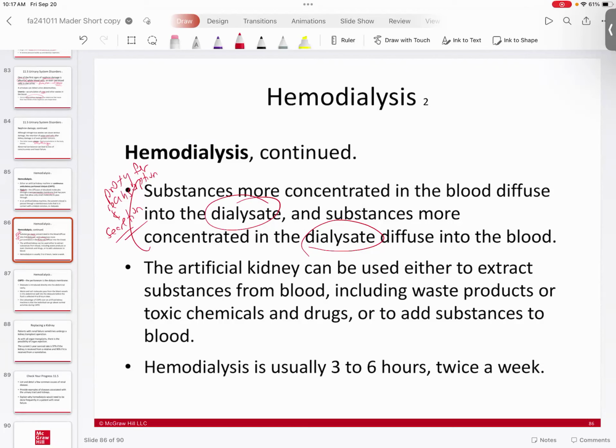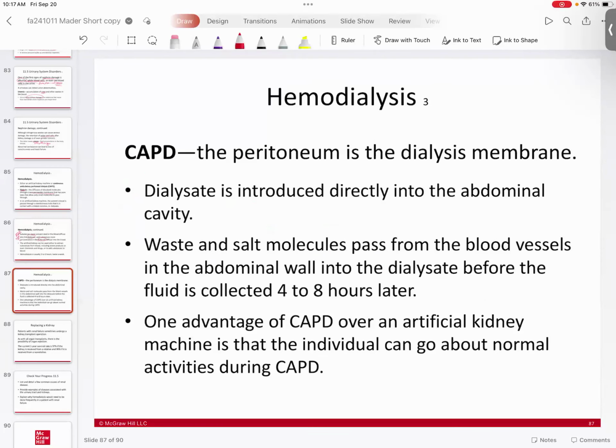So you can either do this to exchange or extract things from the blood, waste products, toxic chemicals, drugs, things like that. Usually, if you're doing this kind of approach, you're talking about a 3 to 6 hour, twice a week kind of a situation. So it becomes a very difficult management thing.